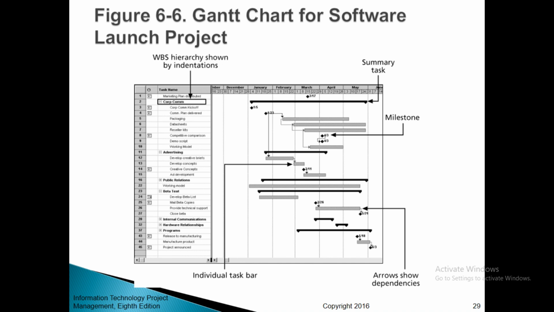Gantt charts often do not show dependencies, which is their major disadvantage. If dependencies have been established in Microsoft Project, they are automatically displayed on the Gantt chart.